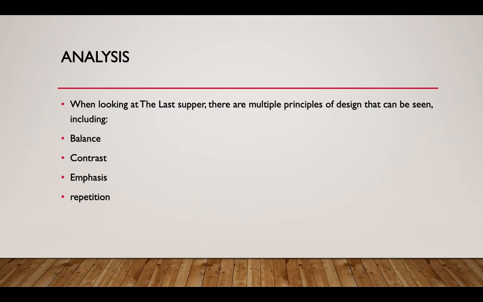When looking at the Last Supper, there are multiple principles of design that can be seen, including balance, contrast, emphasis, and repetition. Balance can be seen with Jesus in the center with an equal amount of disciples on each side. Contrast can be seen by the darkness of the background compared to the figures themselves. Emphasis can be seen with Jesus being in the center and the symmetry that is on both sides of him, as well as the space between him and the disciples next to him. And repetition can be seen in the shapes and the doorways as well as on the ceiling.